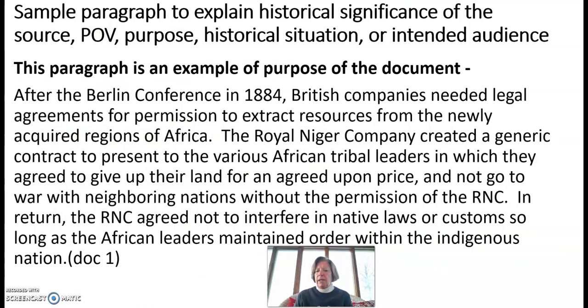So now I'm going to take that summary and that source, and I'm going to incorporate it into a paragraph that is an example of purpose of the document. Here's the paragraph that I wrote.